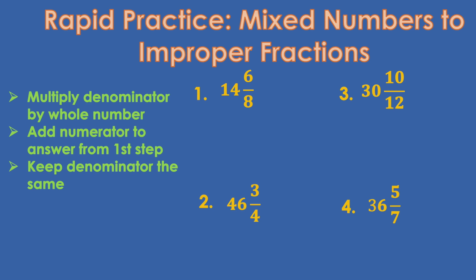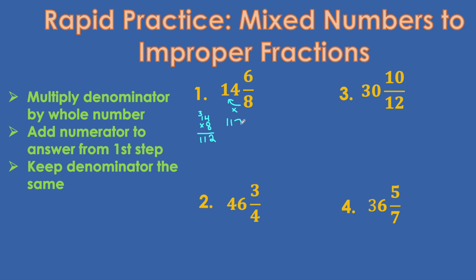All right, let's get into these problems. Looking at the first problem, we have 14 and 6 over 8. The first step is to multiply the denominator by the whole number. So we multiply 14 by 8. You can put a multiply sign. 4 times 8 is 32. Carry the 3. 1 times 8 is 8 plus the 3 is 11. So we have 112.